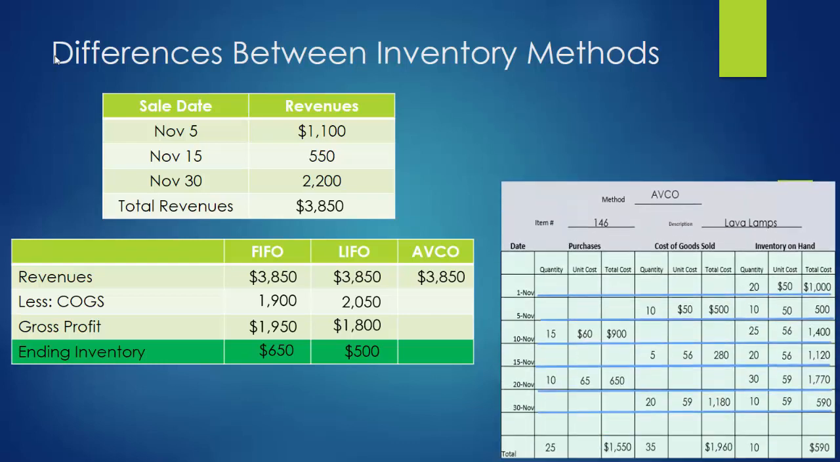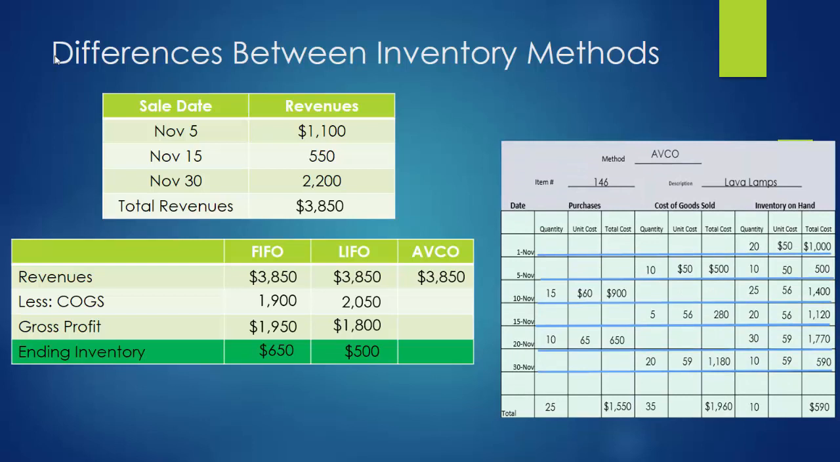And then lastly, for AVCO, we reported a total cost of goods sold of $1,960. Our gross profit of $3,850 minus $1,960 would be $1,890. And our ending inventory would be reported as $590, the total cost of our inventory on hand.